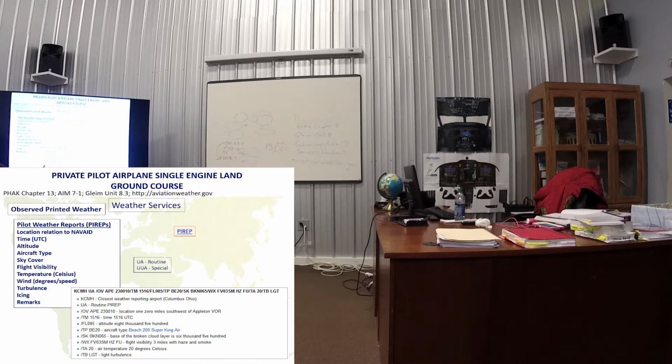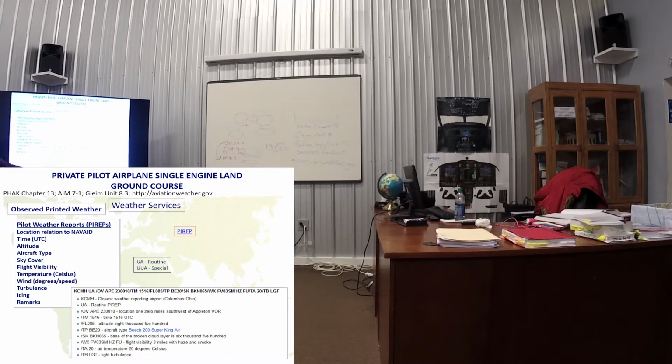TP, type of plane. So again, it kind of makes sense. UA, routine, UUA, special. Over what VOR and where you are to that VOR. Time, TM. Flight level, altitude. TP, type of aircraft. This is a Beech Super King Air. Sky condition, SK, makes sense. Sky condition is broken, 6,500. Any kind of weather phenomena. Let's see, so we have haze and FU. Everyone loves FU, that's smoke.